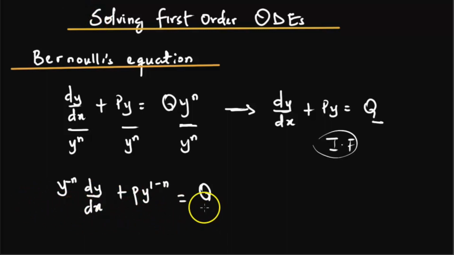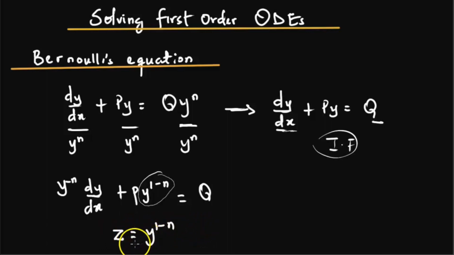But this is still not in this form because dy/dx has to stand alone. And here we have y raised to the power -n standing with dy/dx. So what do we do? We're going to pick this term right here, and we're going to equate it to a variable z. So we're going to introduce another function z. So z is now equal to y raised to the power 1 - n.